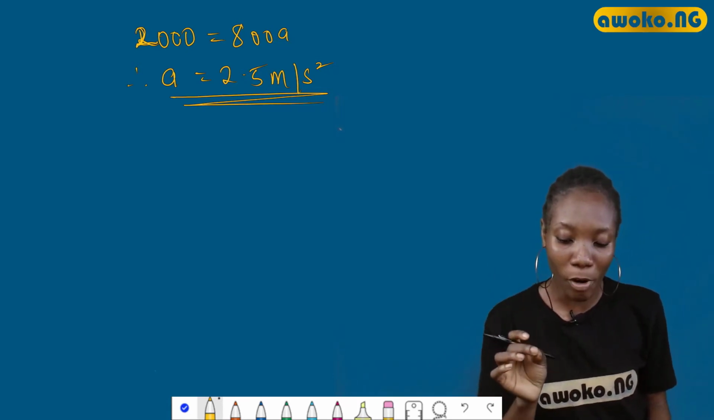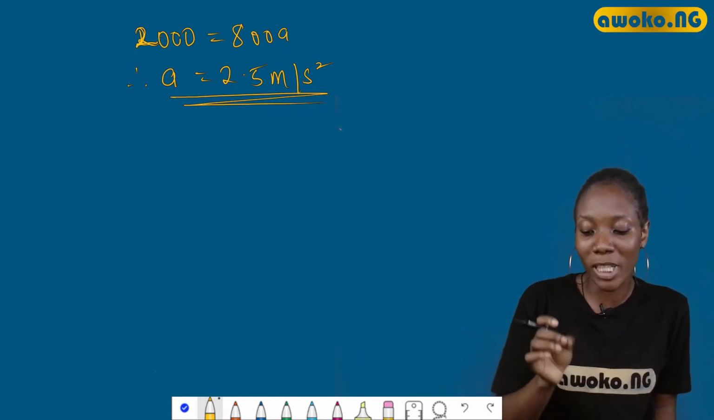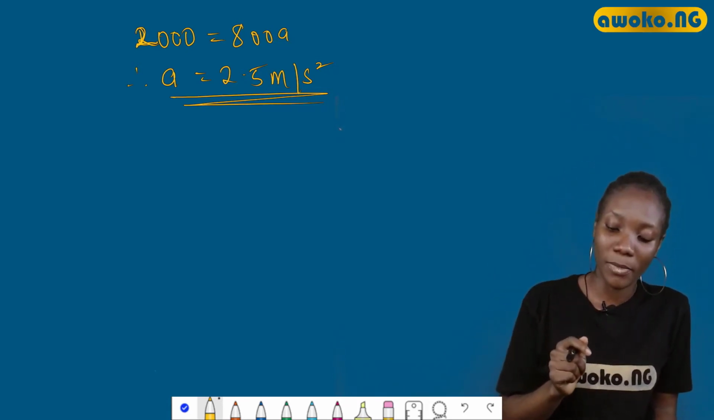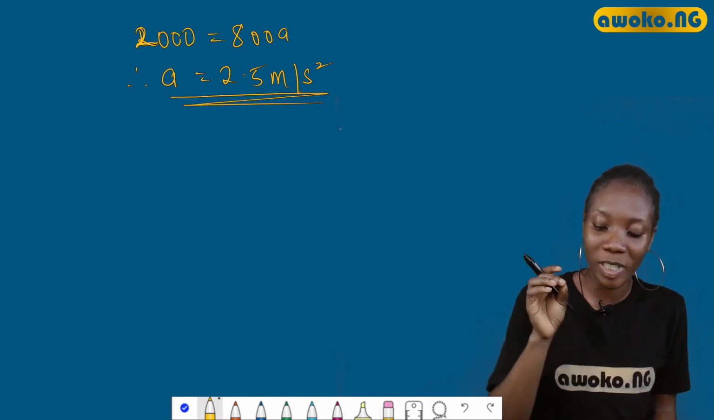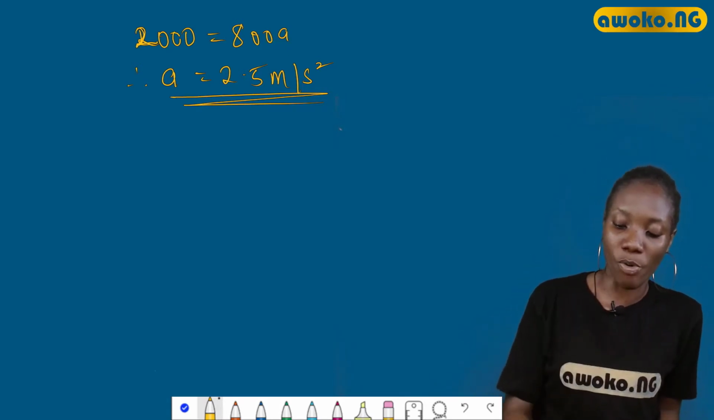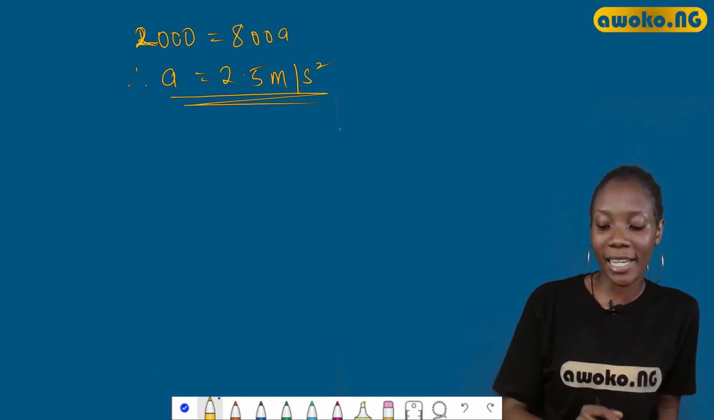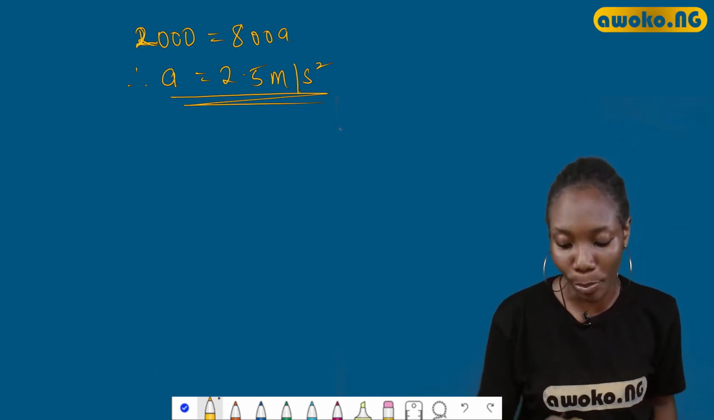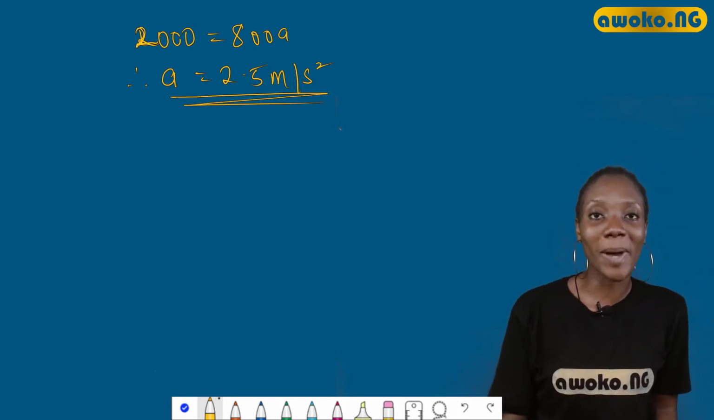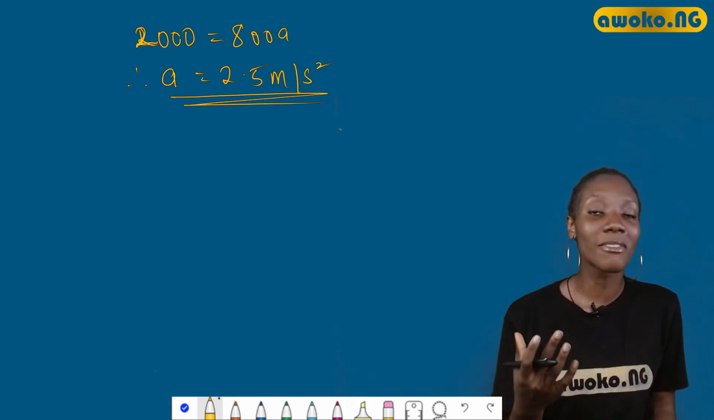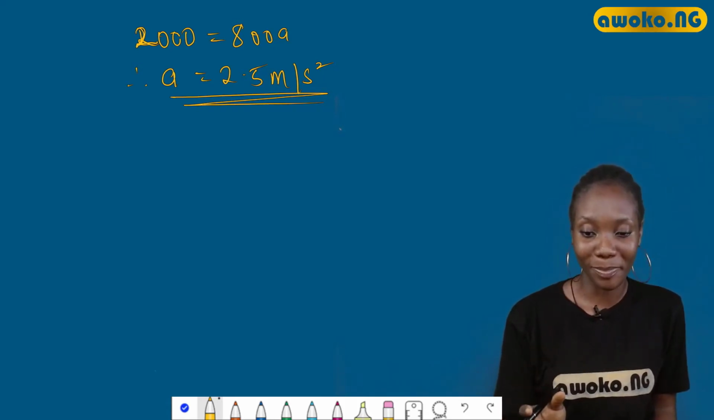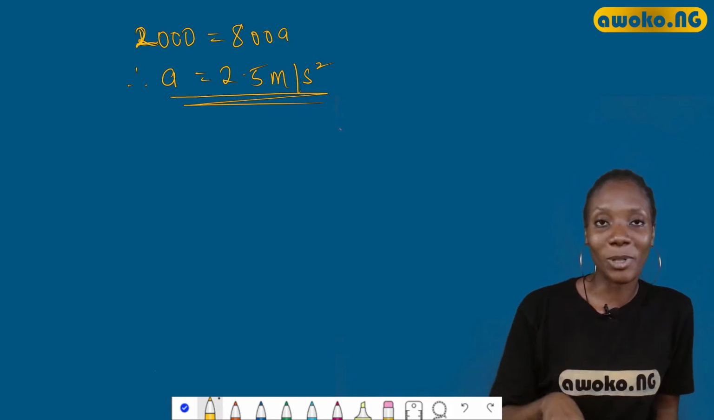Now, a block of 20 kg mass is pulled with a force of 10 newtons at an angle of 30 degrees with the horizontal. Again, find the acceleration of the block. First thing that comes to mind, I try to imagine the whole scenario first of all, okay? So I could actually put it on paper.